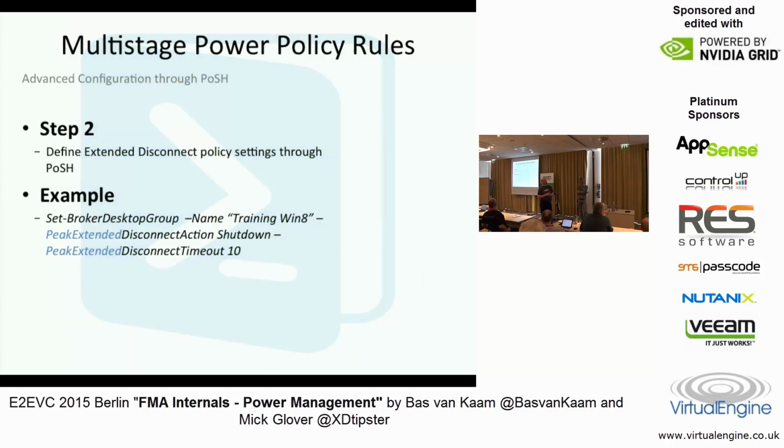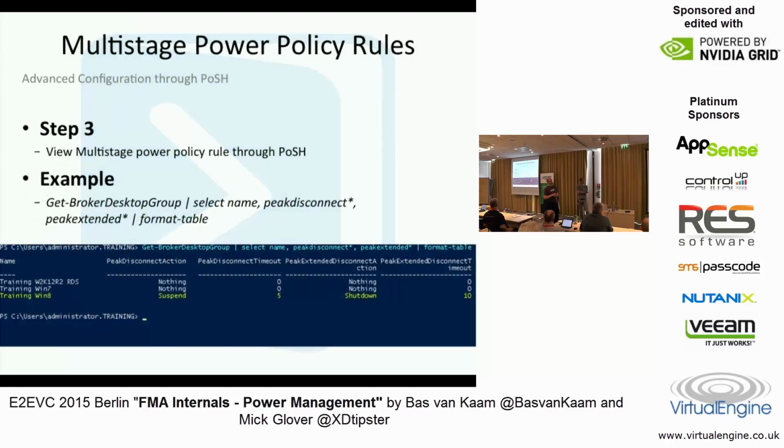Step 2, we have a nice PowerShell image in the background there, very nicely done, Baz. Of course, you've got to dive into PowerShell to have a look at your extended disconnect options, your objects. So we just have an example here, Set-BrokerDesktopGroup, the name of your delivery group, training Win8. Okay, so it's a pool static delivery group, and then we specify some values for our peak extended disconnect action and peak extended disconnect timeout.